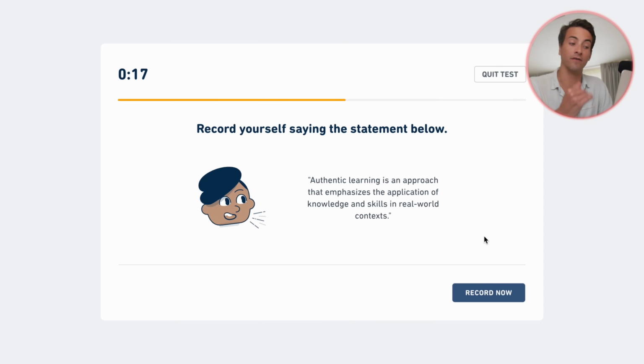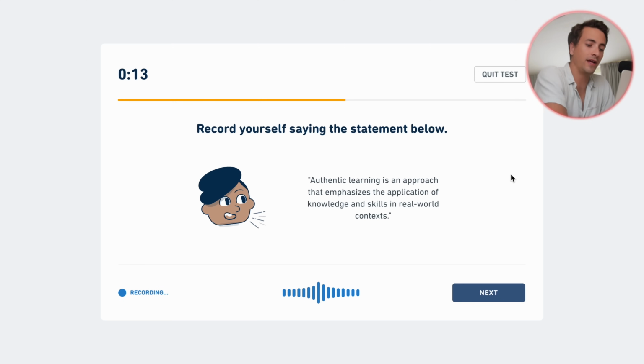All right, this is a long one, so let me give myself plenty of time. Authentic learning is an approach that emphasizes the application of knowledge and skills in real-world contexts.